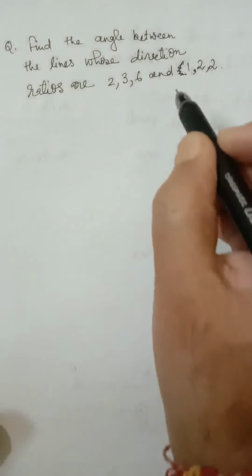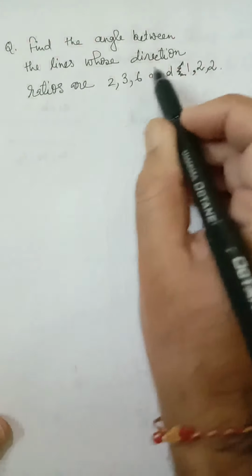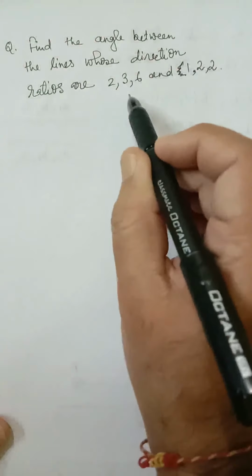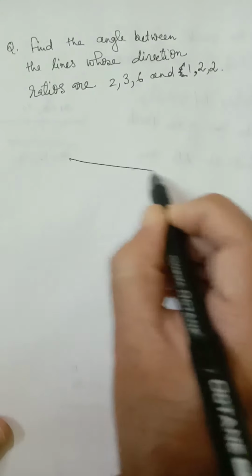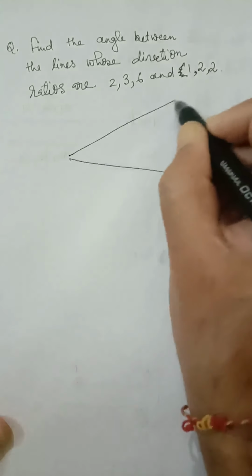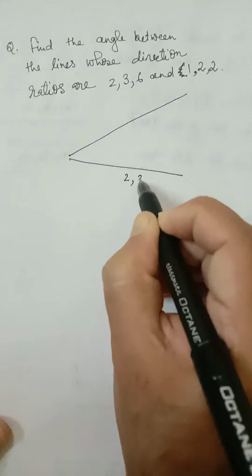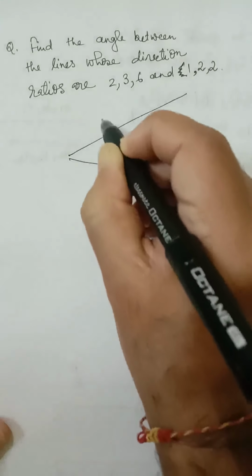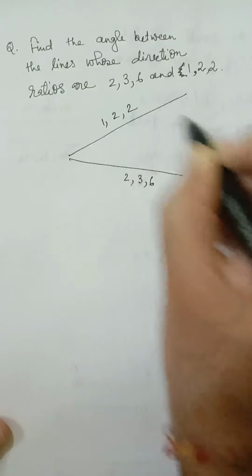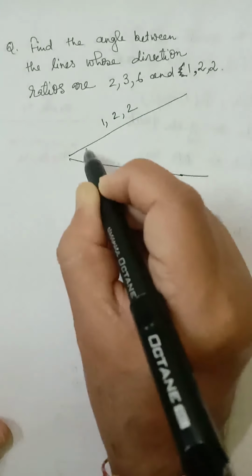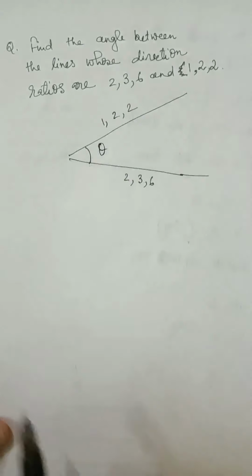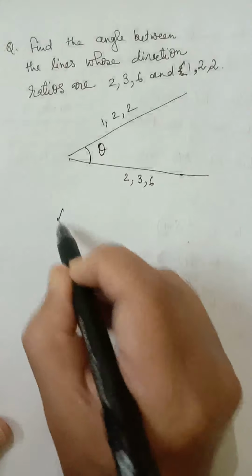Next question is, find the angle between the lines whose direction ratios are 2, 3, 6 and 1, 2, 2. So two straight lines are given. Direction ratios of one straight line are 2, 3, 6. Direction ratios of the other straight line are 1, 2, 2. And we have to find the angle between the straight lines. So let theta be the angle between the straight lines.